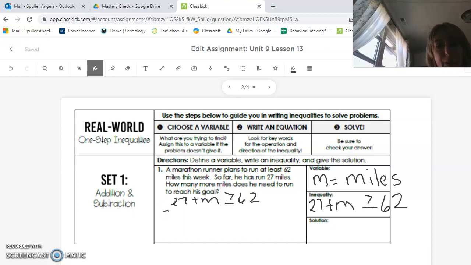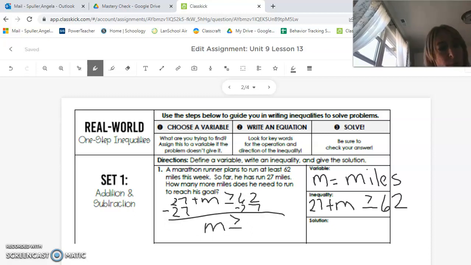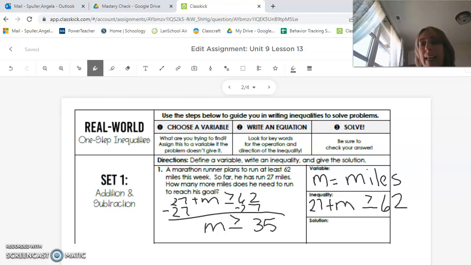I'm going to do the opposite. I'm going to subtract 27 on both sides. And that's going to get me m is greater than or equal to 35. Now, that's my solution. I can't just put 35 because I don't know what the answer is. I know that it has to be greater than 35, but it can also be 35. So your solution becomes m is greater than or equal to 35. This allows people to know that it could be 35 or m could be equal to something much greater.